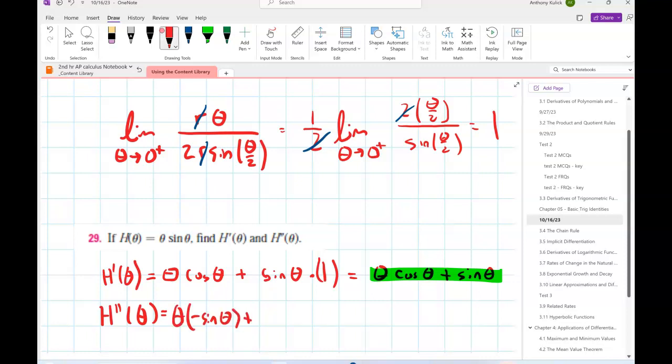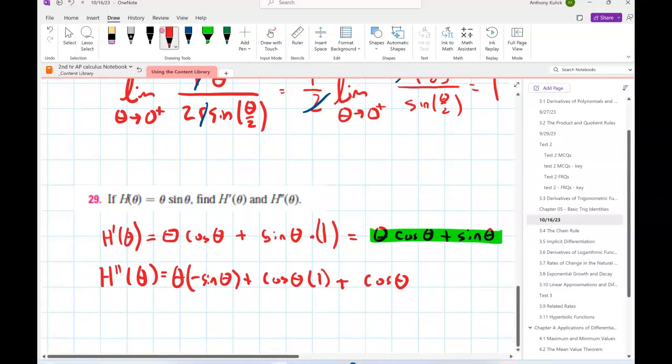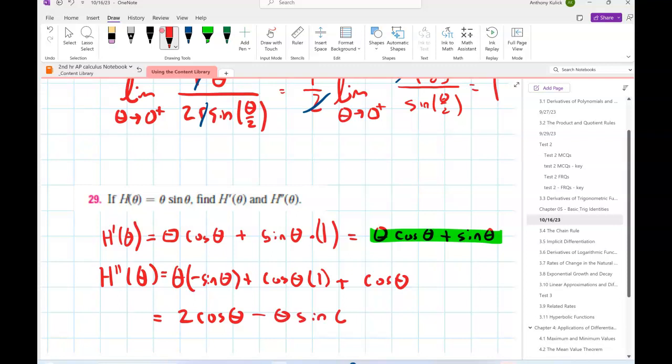So doing the same thing. And then the derivative of sine is just cosine. So I think I have 2 cosine theta minus theta sine theta. How's that feel, Lena?